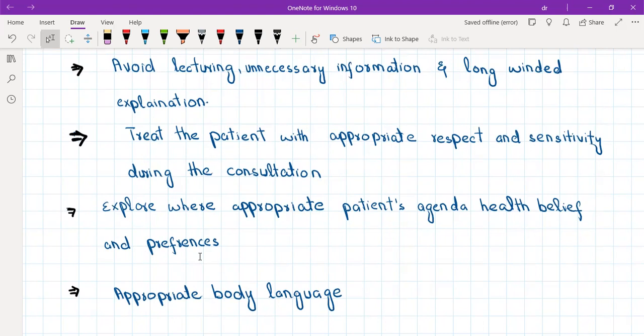So please be present. Show appropriate body language, give your proper eye contact to the patient, keep your posture appropriate, do not cross your arms, do not cross your legs. If possible, lean towards the patient. If you are listening, nod your head so that they can see that you're actually listening.